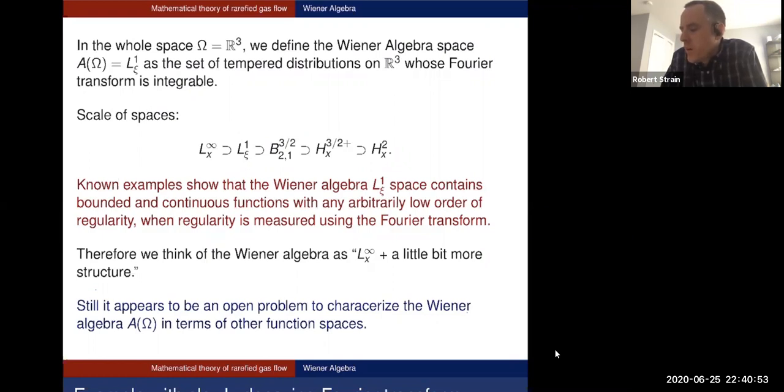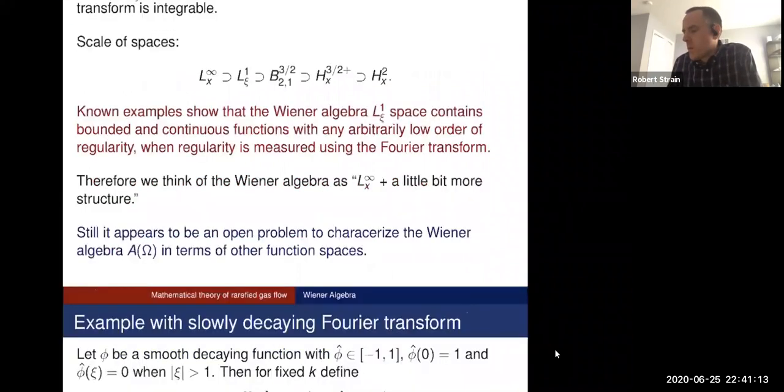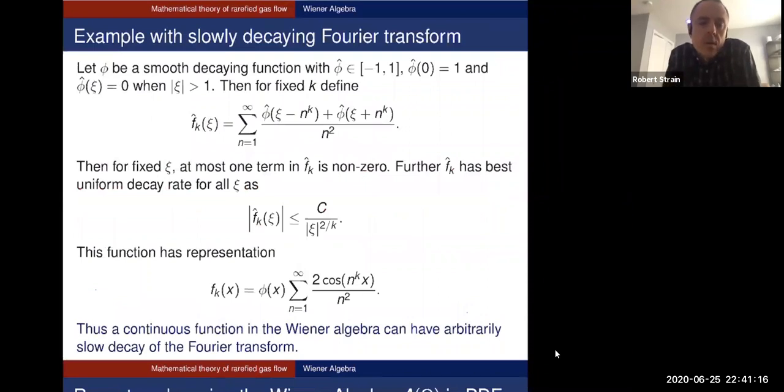Still, it appears to be an open problem to characterize the Wiener algebra A of omega in terms of other function spaces. As far as I know, and I've asked some experts, if you want to say that A of omega is an intersection of known spaces, then that's an open problem. Okay, so I'll give you this example. This example actually comes out of my colleague Charlie Epstein's book on medical imaging.